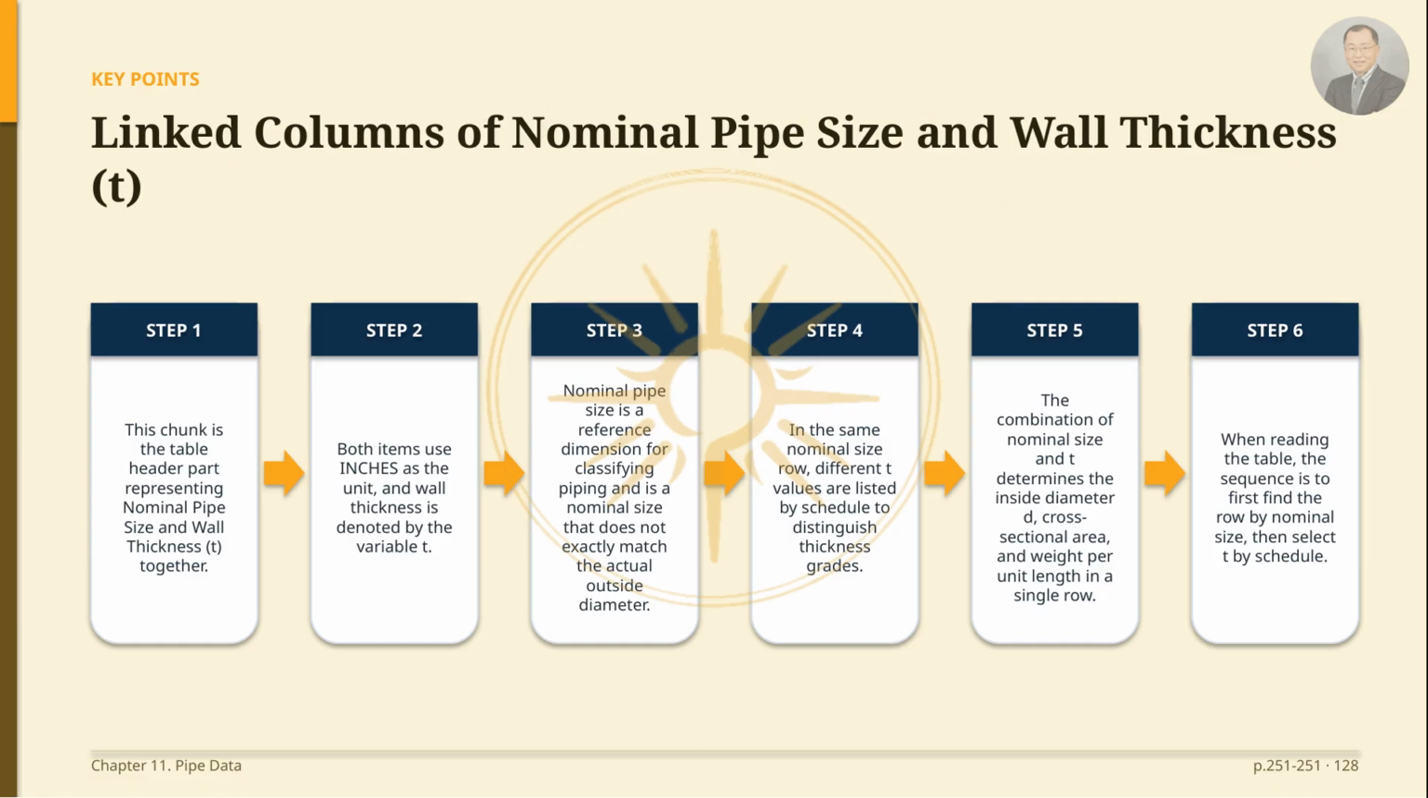Therefore, when reading the table, you should first find the corresponding row by nominal diameter, and then select the wall thickness T by looking at the schedule.